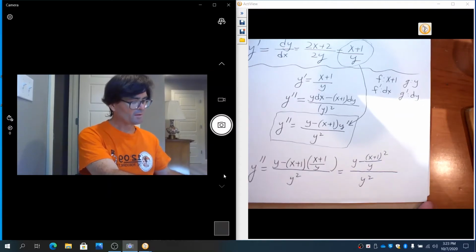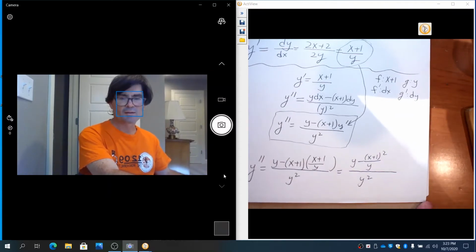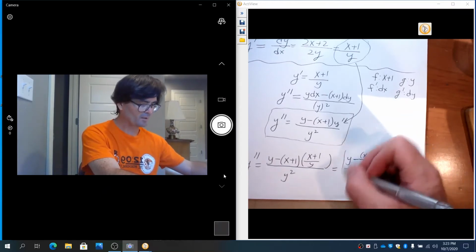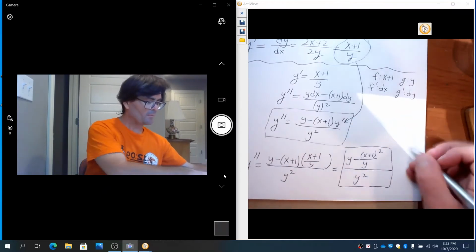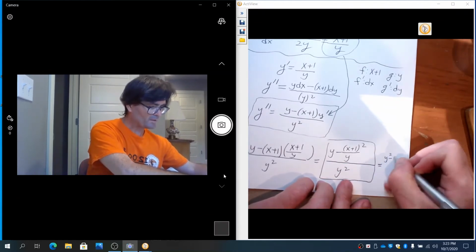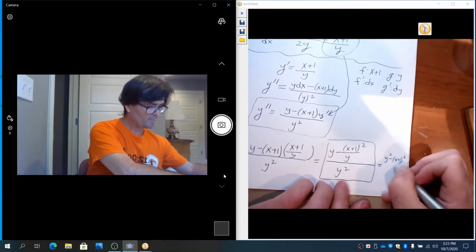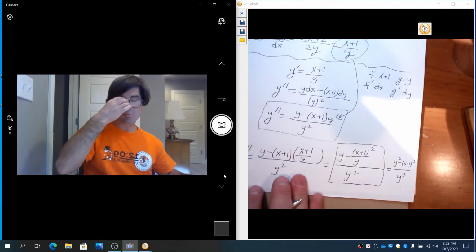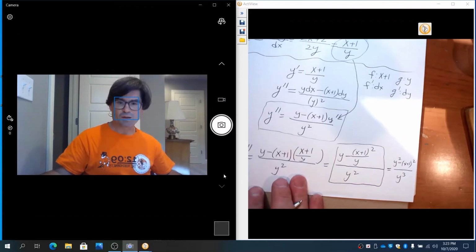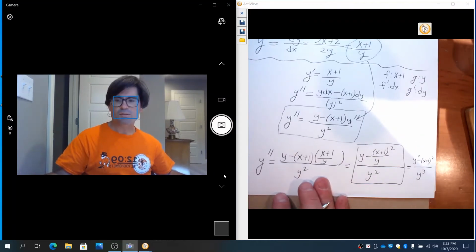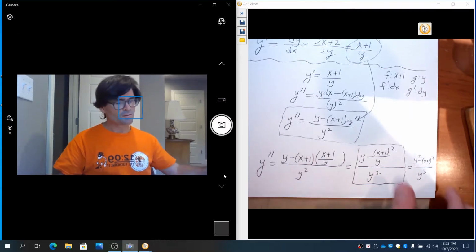Knowing AP, in a multiple choice answer they might just multiply everything by y. This is correct right here. Don't think it's not. But you might see something where you get y squared minus x plus 1 squared over y cubed. That's where they just multiply the top and bottom by y over y. So that is the second derivative. We're going to do another example. So I'll take this sheet off.